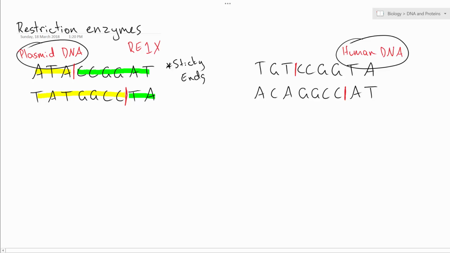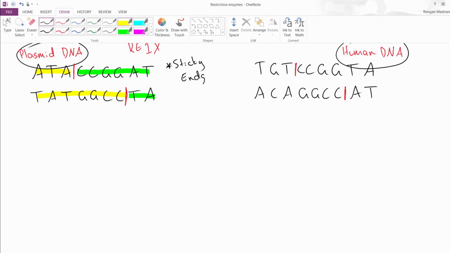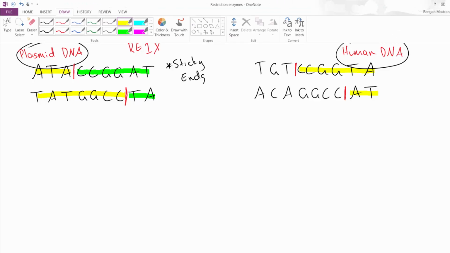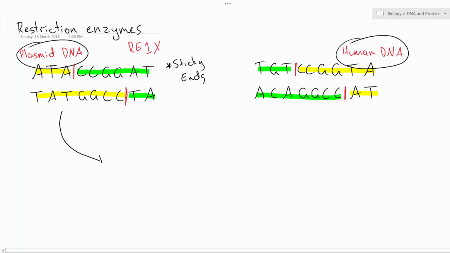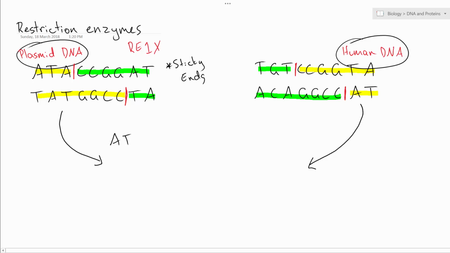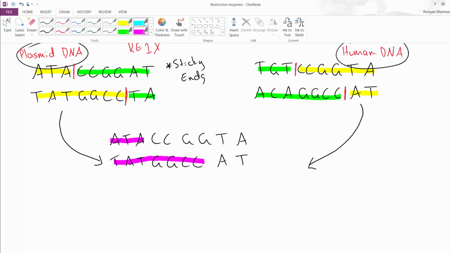What we can see happen is, I might highlight these just to make it clear, if we take our yellow segment of the plasmid DNA and our yellow segment over here of the human DNA, these two chopped up segments of DNA from the human and the plasmid are able to bind together in a complementary fashion because of those sticky ends. So in our plasmid we now have a bit of human DNA.